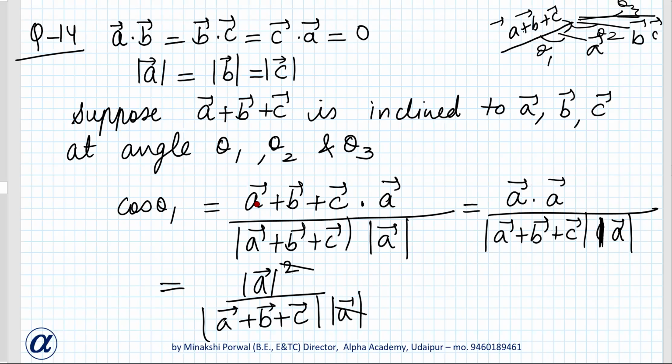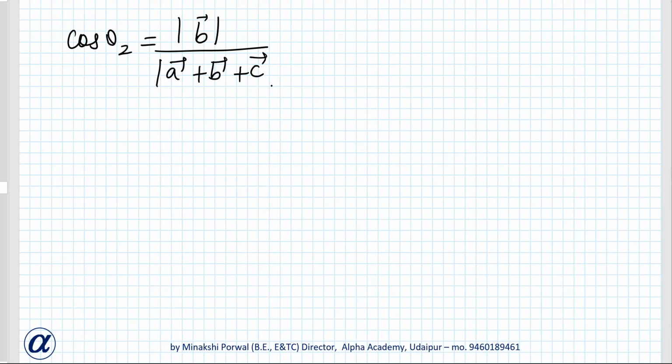Their dot products will be A dot A, B dot A, C dot A. B dot A and C dot A are 0. So cos theta 1 is this. Similarly, we can find cos theta 2. Cos theta 2 will come as mod of B upon mod of A plus B plus C.